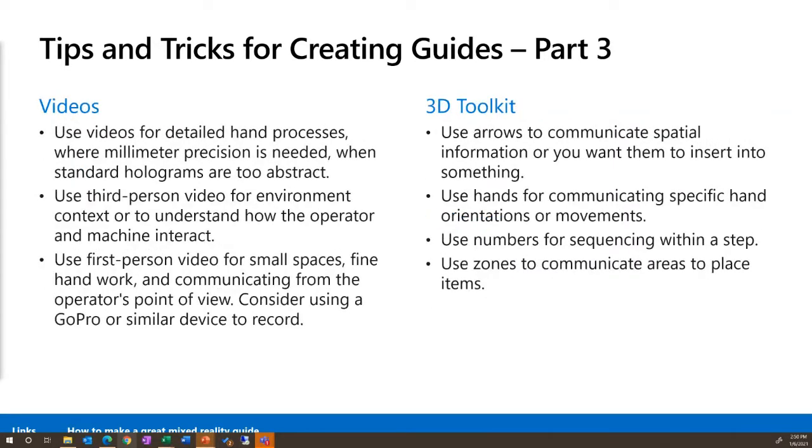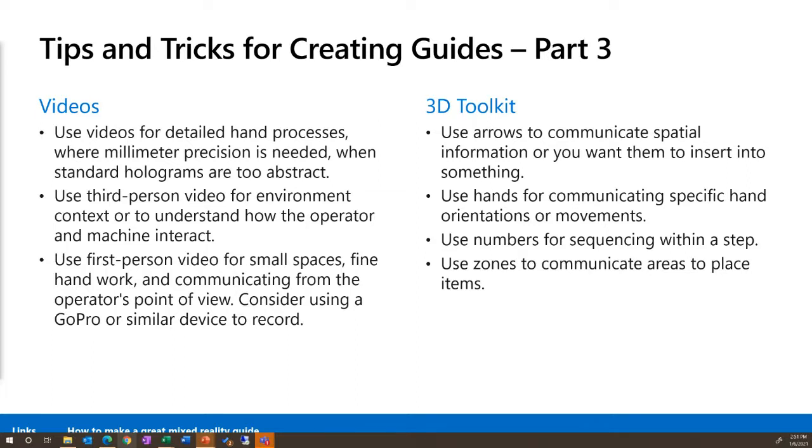Some more tips. When we talk about videos, you'll want to think about using videos for detailed hand processes where millimeter precision is needed, when standard holograms are too abstract to really understand what a particular step is supposed to be doing. Think about using third-person video for environmental context or to help understand how the operator and the machine interact together. And you'll want to use first-person video for small spaces or really fine handwork and communicating from the operator's point of view. Consider using a GoPro or a similar device to record a first-person video.